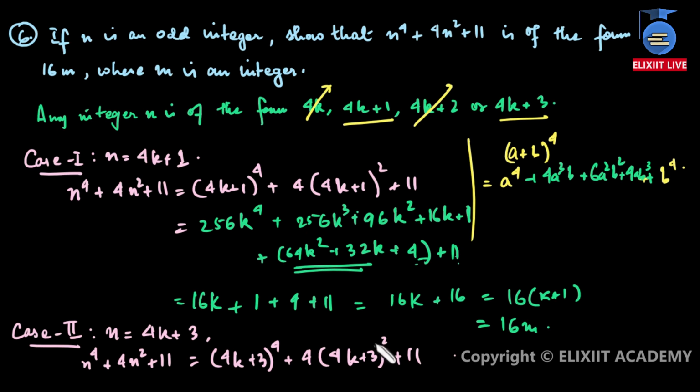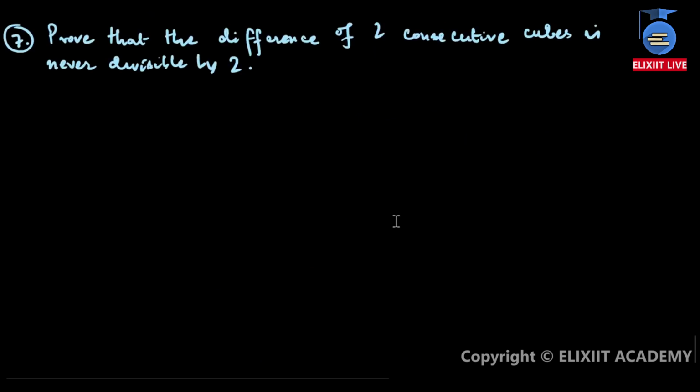Next question. Prove that the difference of two consecutive cubes is never divisible by 2. Let's see how to prove this. You consider the two consecutive cubes and their difference. You can consider it in this manner: (n plus 1) whole cube minus n cube. We are going to see the difference of this.